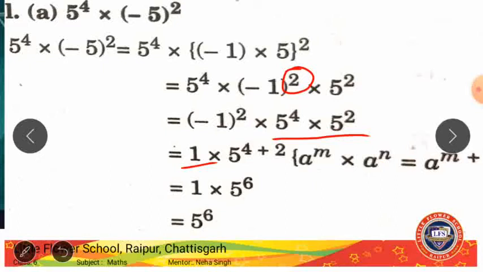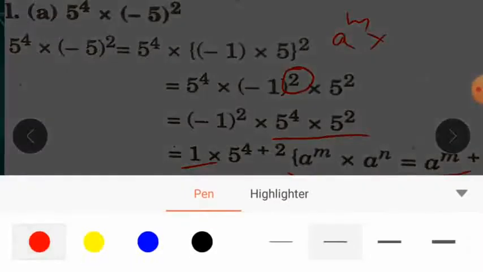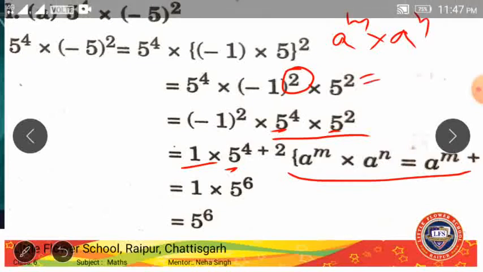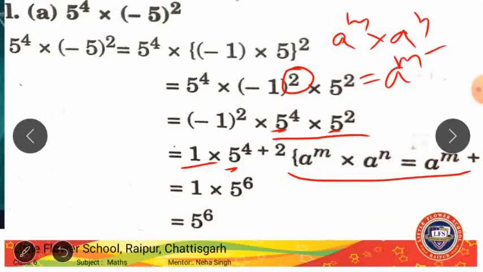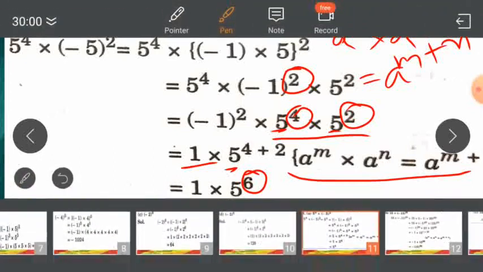5 power 2. Now see, this multiplicative property we have studied. What does it say? A power m into a power n. The base is the same, right? Here also the base is the same, 5 and 5. So what will it be? The powers will be added. A power m plus n, right? Here m plus n is 4 plus 2, which is 6. So the answer will be 5 power 6. Is it clear?